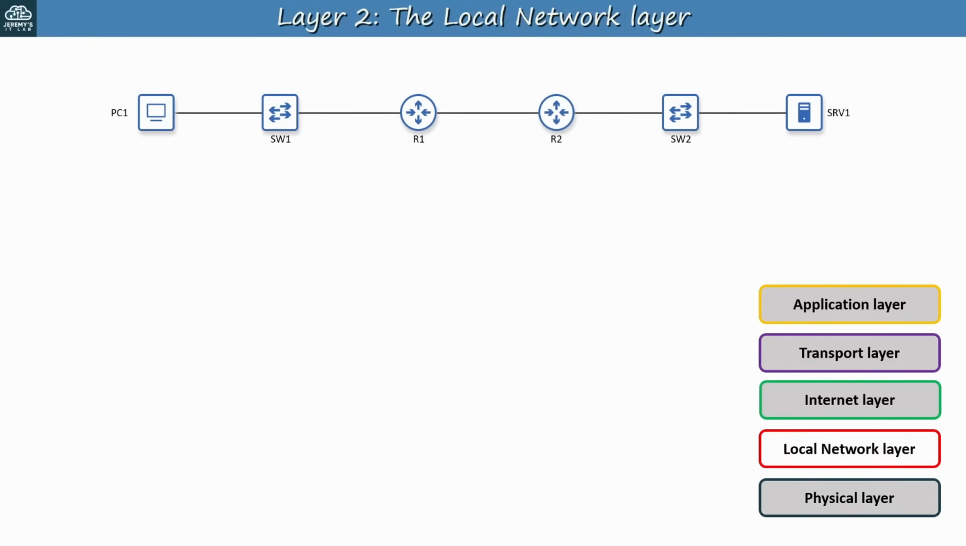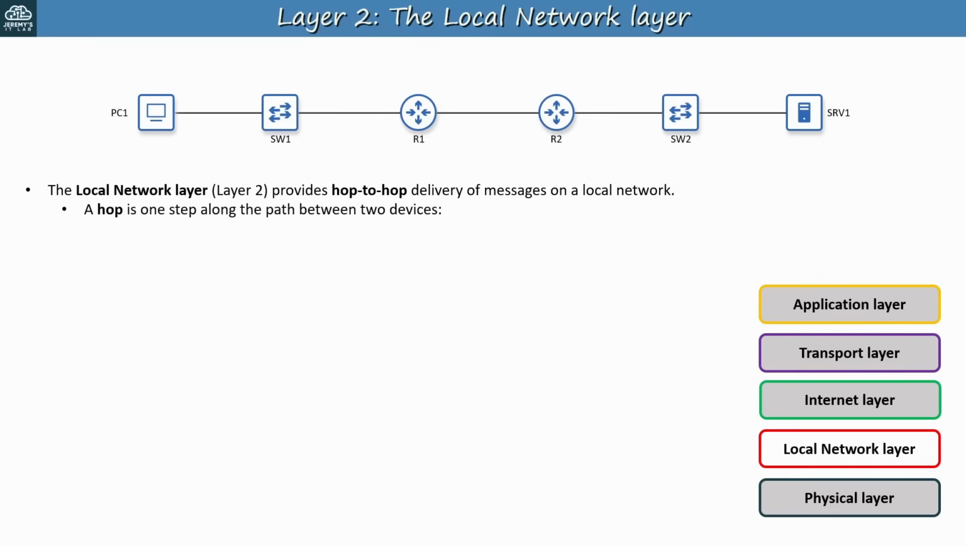Next, we have the local network layer, layer 2. This layer provides hop-to-hop delivery of messages on a local network. So what exactly is a hop? A hop is one step along the path between two devices, from one router or host to the next router or host in the path.